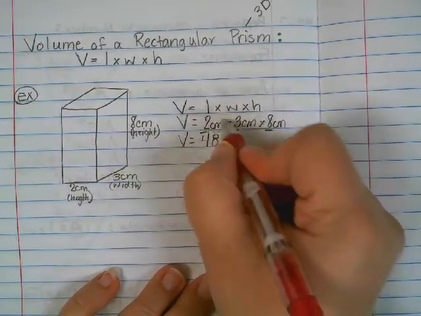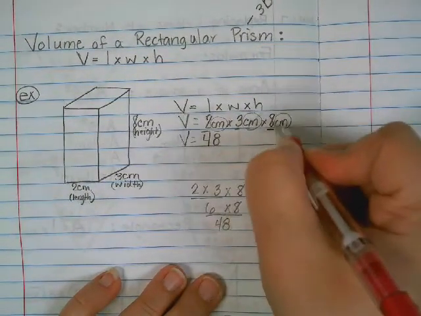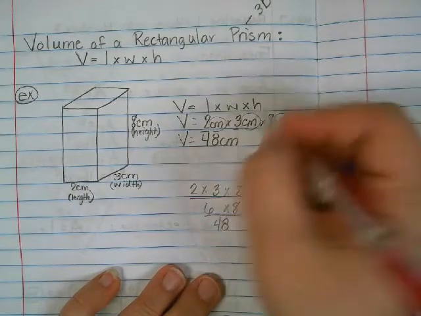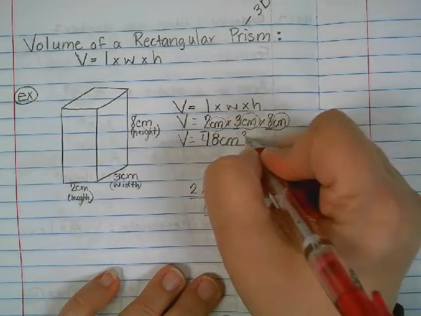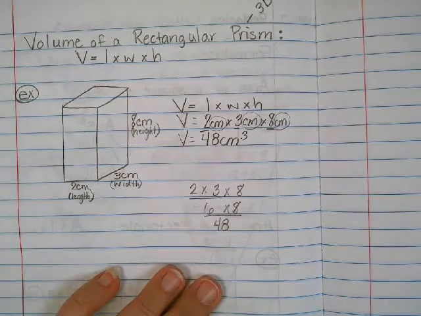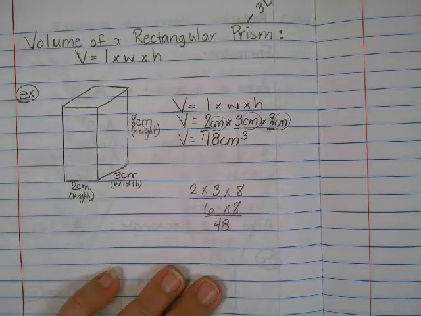And then you can see I have centimeter, centimeter, centimeter. So I'm going to go ahead and write down centimeters. And then cubed, because I have 3 of those. So the volume for this rectangular prism is 48 centimeters cubed.